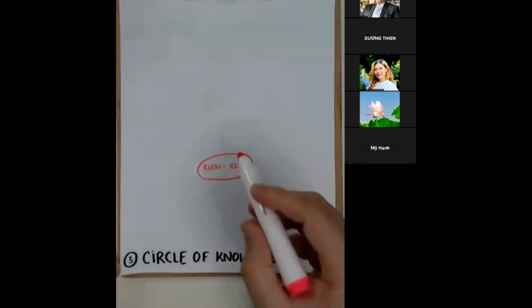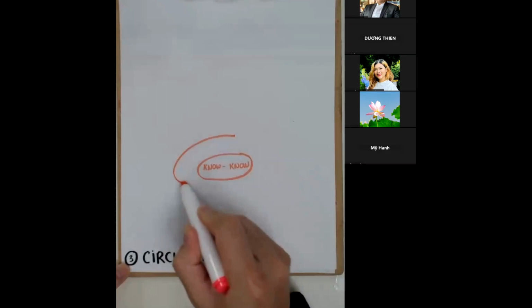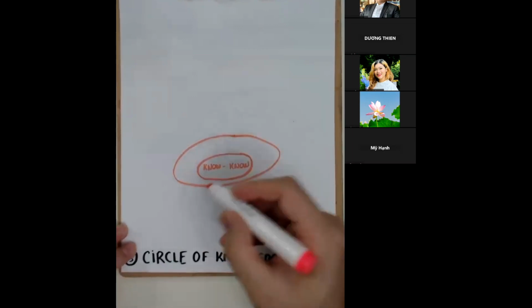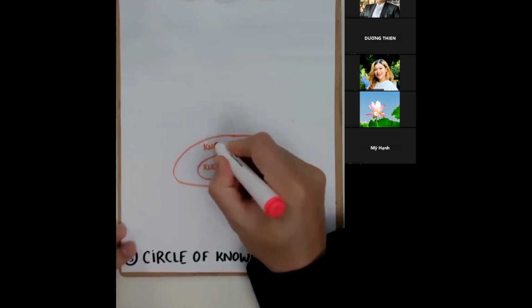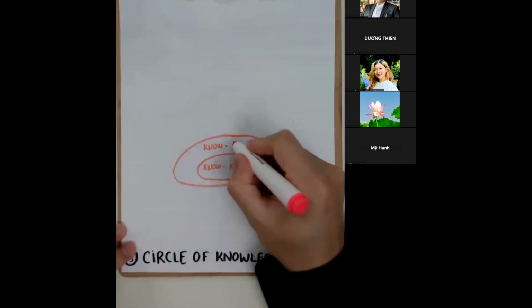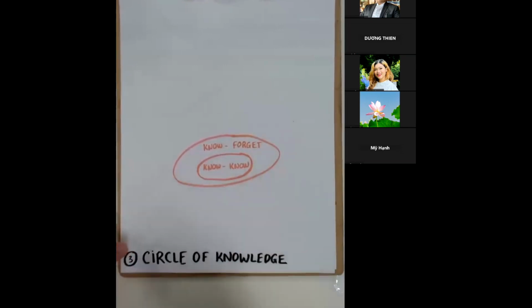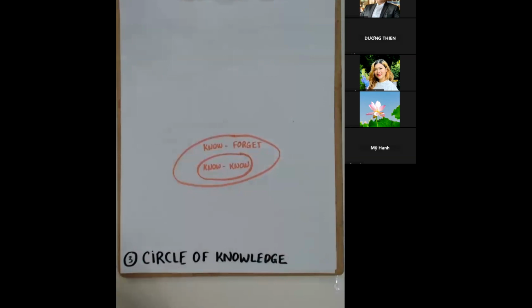But there is also another layer of knowledge that is greater. And this is a representation of the knowledge that you know, but you forget. This circle is much bigger than the previous one, because there are a lot of things that we have learned, but we simply forget about.